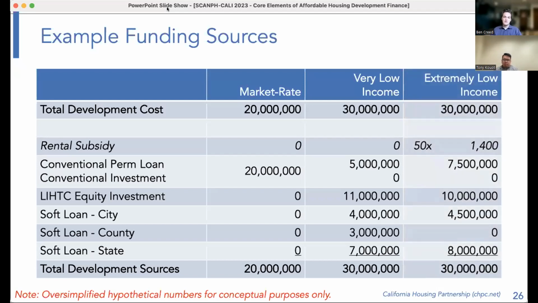The extremely low income development, it's got rental subsidy. So that's a funding application that the very low income development didn't need. The rental subsidy is allowing it to get a larger perm loan. And so it only needs that $22.5 million of capital funds. And if it's extremely low income, it might have special needs requirements. So maybe it's eligible for more funds from the city and more funds from one of the state programs.